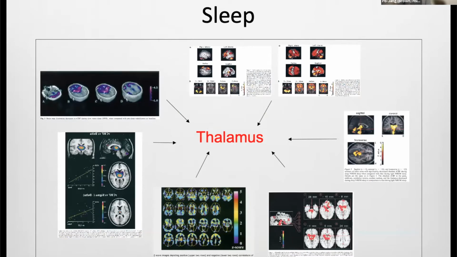You can see that across many studies, when you enter the sleep stage without dreaming, so presumably without consciousness, you'll see thalamus activation, but cortical deactivation. So once again, showing that there's a negative correlation between thalamus and cortex when you lose consciousness.